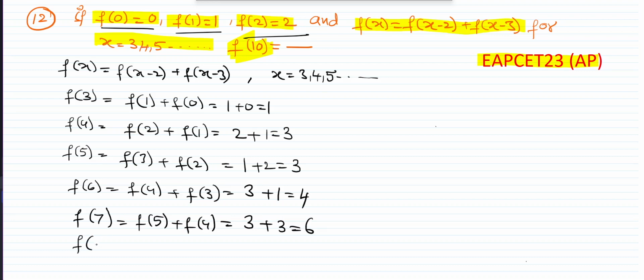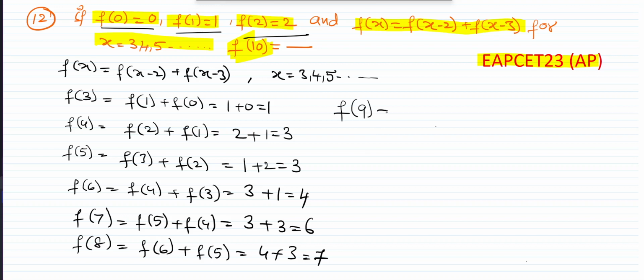Now substituting x equal to 8, f of 8 equals f of 8 minus 2, which is f of 6, plus f of 5. F of 6 value is 4 and f of 5 value is 3. 4 plus 3 is equal to 7. Now find f of 9, put x equal to 9.